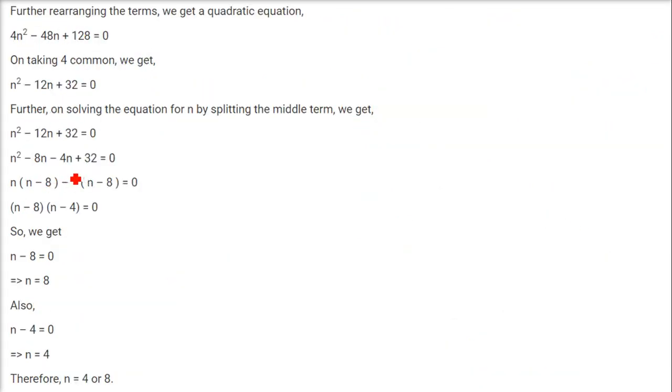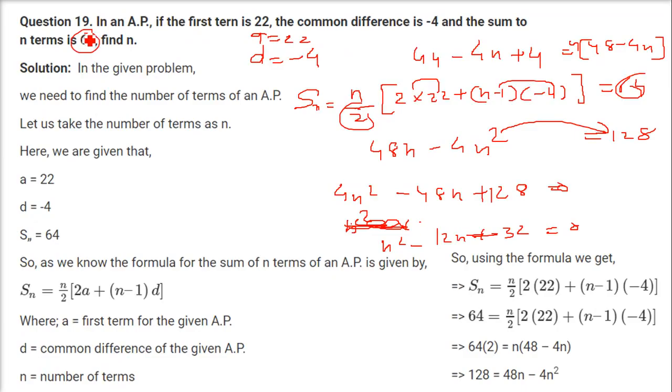Now you have to find out the factors. So you can write minus 12n as minus 8n minus 4n. So it will be n minus 8 times n minus 4. So n gives you 8, n gives you 4. So n is 4 or 8. This is the answer. So it can be 4 also, it can be 8 also. The sum will come as the value which is given, 64.